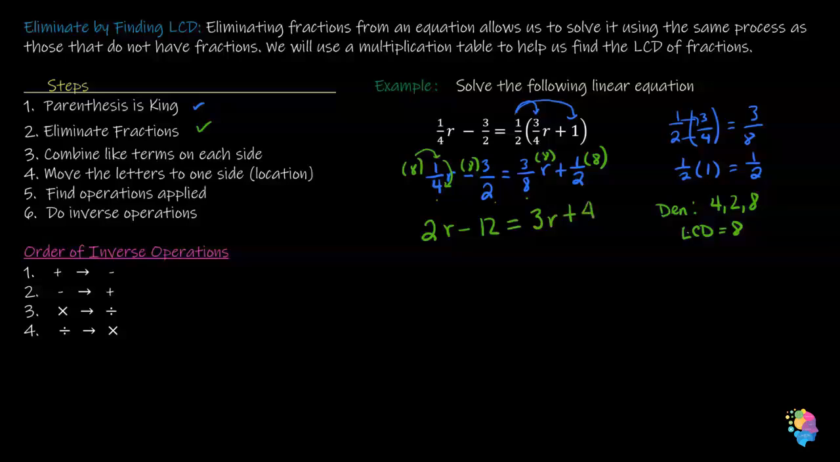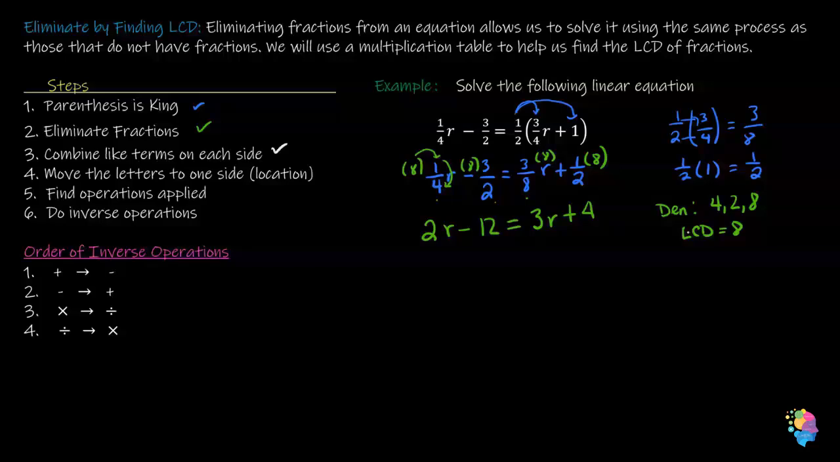The next thing is we need to check if there are any like terms on each side. So on the left side I have 2r minus 12. One has a variable, the other one doesn't. I cannot combine them. On the right side I have 3r plus 4. Again, one has a variable and the other one doesn't, so I cannot combine them. So this one is done.